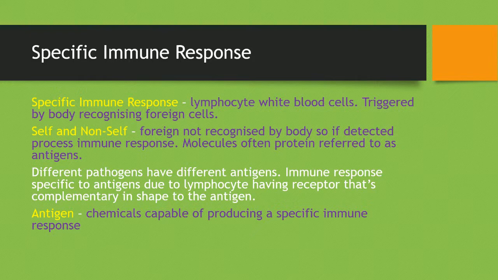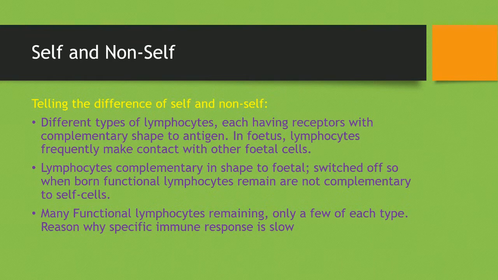Molecules, often proteins, are referred to as antigens. So antigens are pretty much proteins. Different pathogens will have different antigens, and an immune response will be specific to the antigens, as a lymphocyte will have a receptor that's complementary in shape to the antigen. So, for example, one disease will have a specific antigen, another one will have a different antigen, and so on. These lymphocytes must have a complementary-shaped receptor that binds onto each one of these, so it can be quite slow. An antigen is basically just a chemical that is capable of producing a specific immune response.